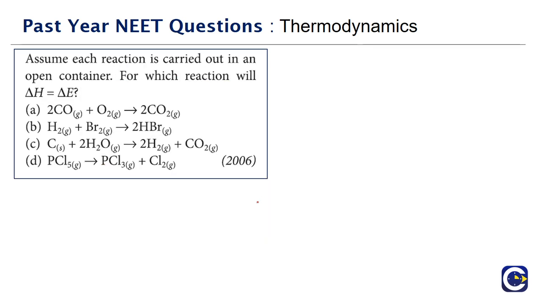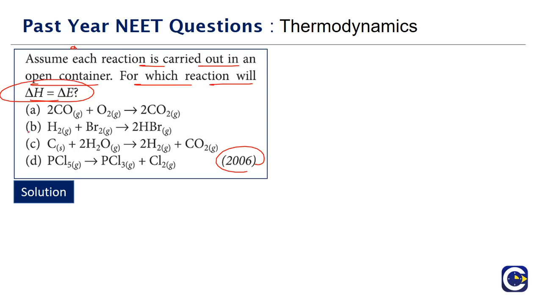Next, we have a question that has come in the year 2006. Assume each reaction is carried out in an open container, for which reaction will delta H be equal to delta E. Okay, so we are looking at a condition where delta H is equal to delta E. Now, how do we know for which of the reactions delta H is equal to delta E? First, we must know what is the relation between delta H and delta E.